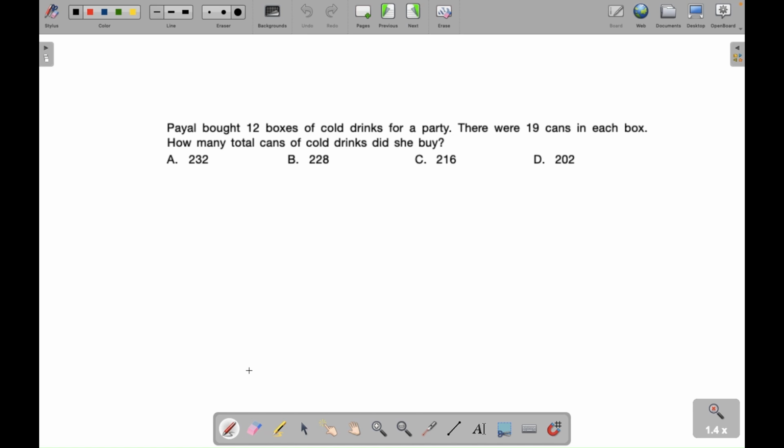Payal bought 12 boxes of cold drinks for a party. There were 19 cans in each box. How many cans of cold drinks did she buy? So there are 12 boxes, right? And each box has 19 cans. So the first box has 19 cans, the second box has another 19 cans, the third box has 19 cans. Again, repeated addition. So 19 times 12, right?